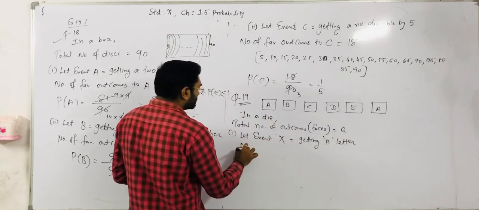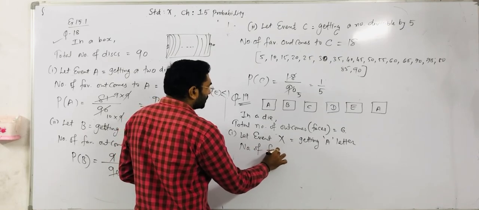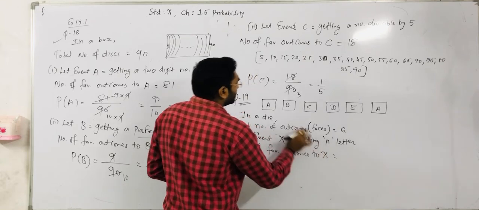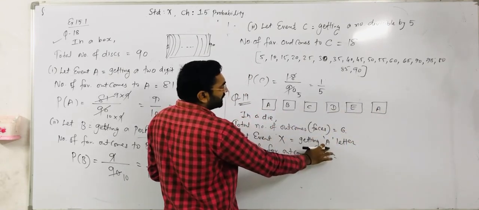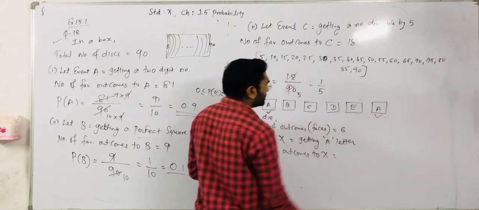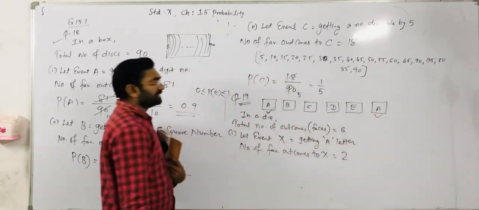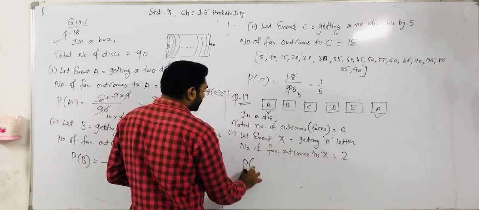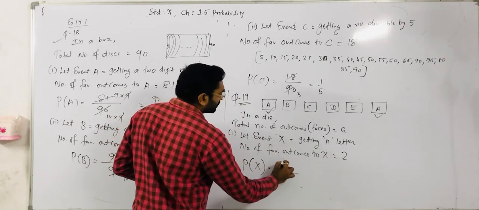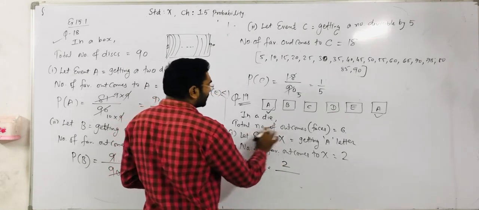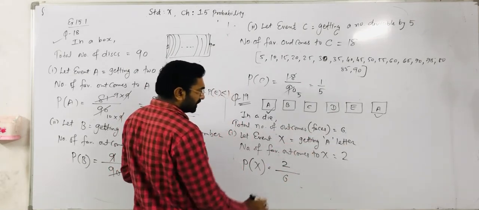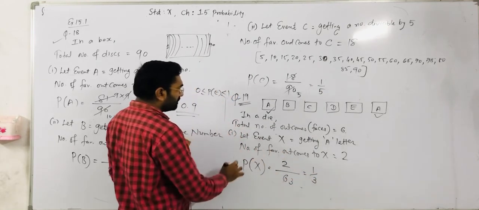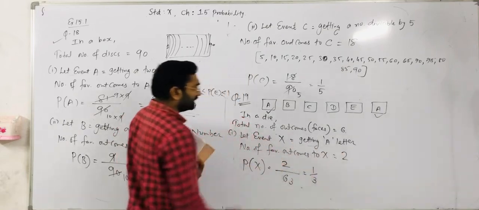So whatever the event, its favorable outcomes we have to write. So number of favorable outcomes to event X. So in all the faces, how many times do we get A as an outcome? Here we can say in 2 outcomes we get the letter A. So favorable outcome is 2. So probability of that event X, its favorable outcome we have to write in the numerator. Total number of outcomes we have to write in the denominator. So 2 threes are 6. So we get 1 by 3. 1 by 3 is the probability of getting the letter A.